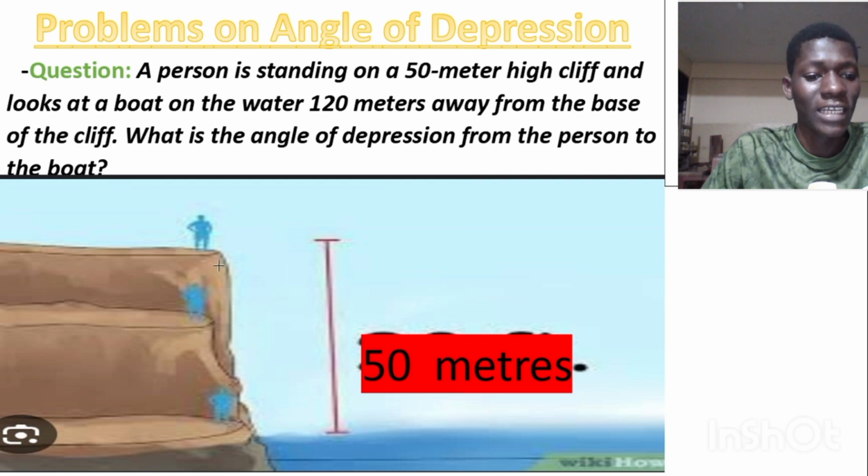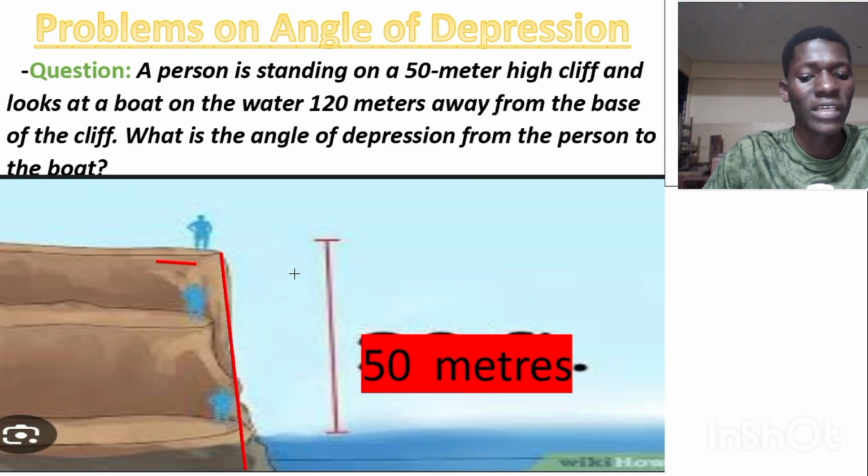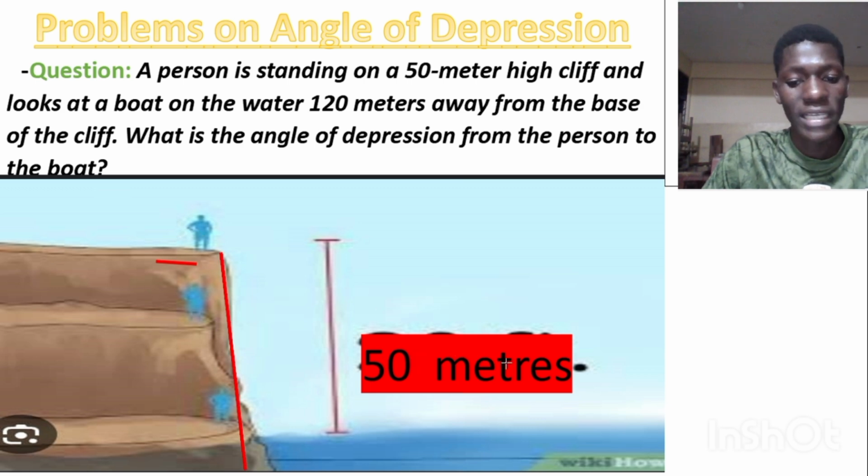You see this is the cliff. This is the land coming from, and suddenly there's water. The land that is cut is the cliff. So this man was standing on the cliff, and the cliff was 50 meters high. So from the bottom at the water to the land is 50 meters high.